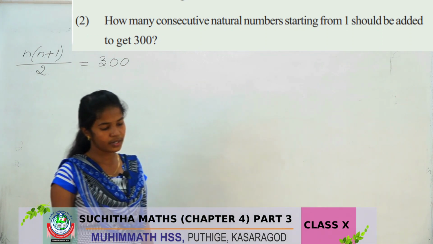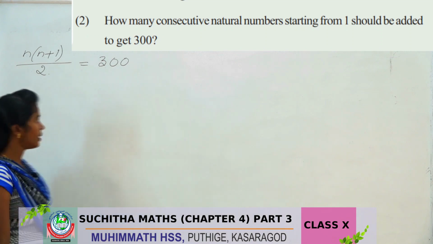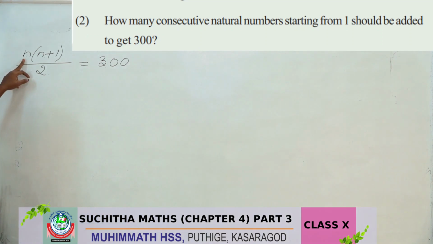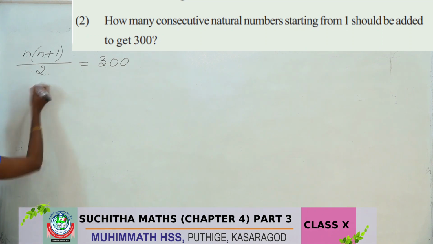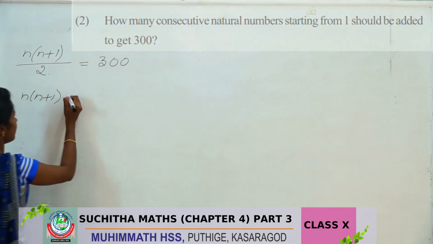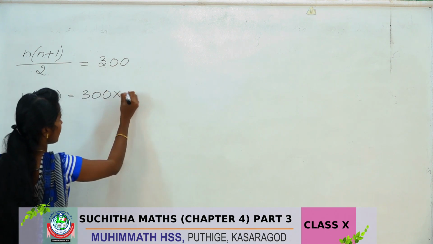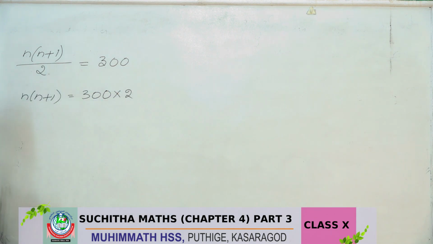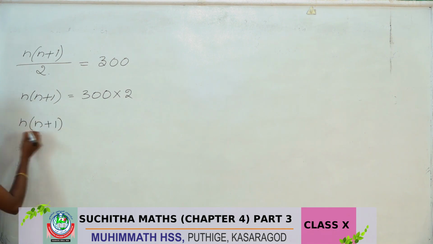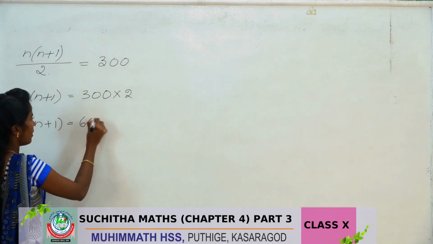Here we have to find the total number of terms. So n denotes the total number of terms. Find the value of n here. Shift 2 to the right side, that is 300. Here it is division, so it becomes multiplication, 300 into 2. This is an important question. n into (n plus 1) equals 300 into 2, which is 600.